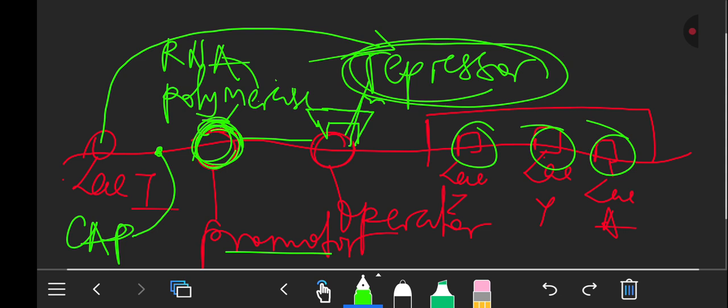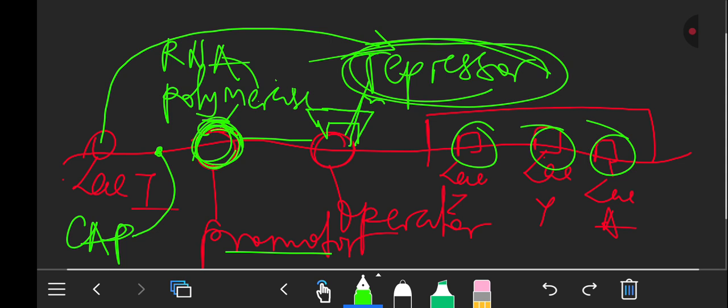Now, since this RNA polymerase can't pass through because there is this operator which has been produced by the inducer, the lac I, and it is sitting, or it is bound to the operator. So there is no space, there is no room for this RNA polymerase to pass. Now, what causes the repressor to get out, like to move so that this RNA polymerase can pass?